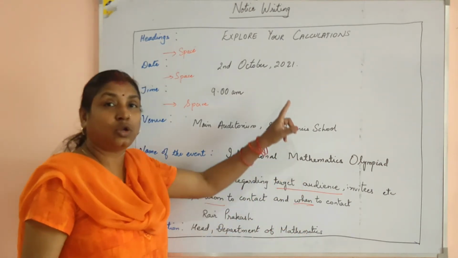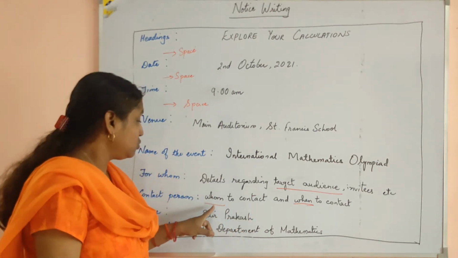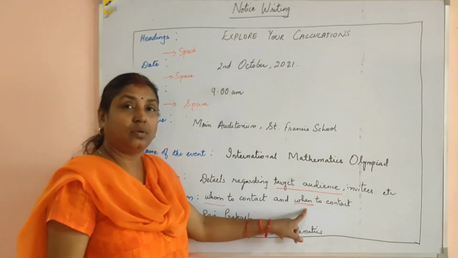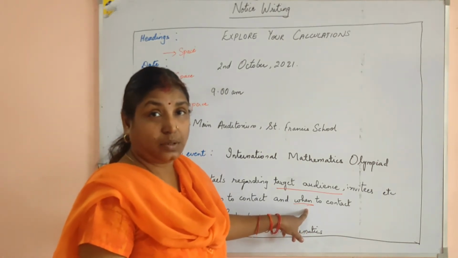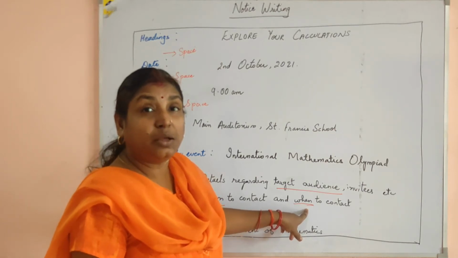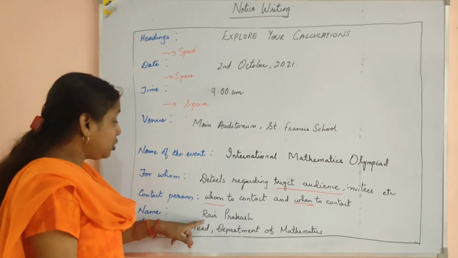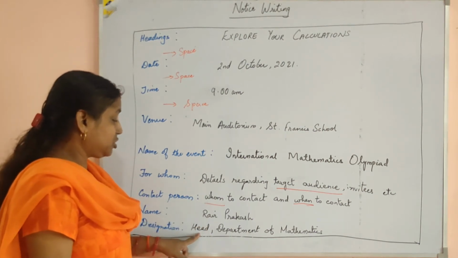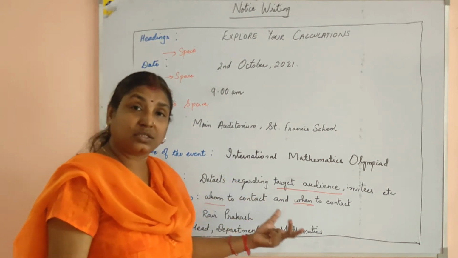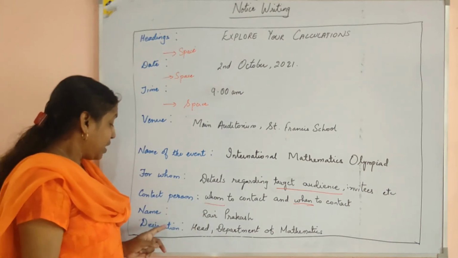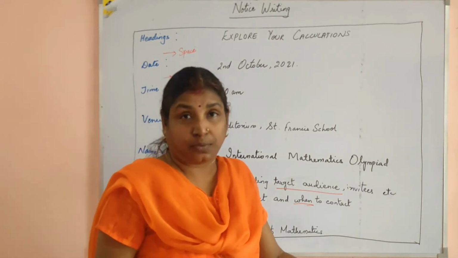Suppose a notice is put up for an Olympiad. Now, whom should the students give their names to? Whom and when? At what time? It should be clearly mentioned in the notice. And then end your notice with your name and the designation. Write full name. If at all a signature is required, sign it, put your name. Then designation is a must, showing by whom this notice is put up.